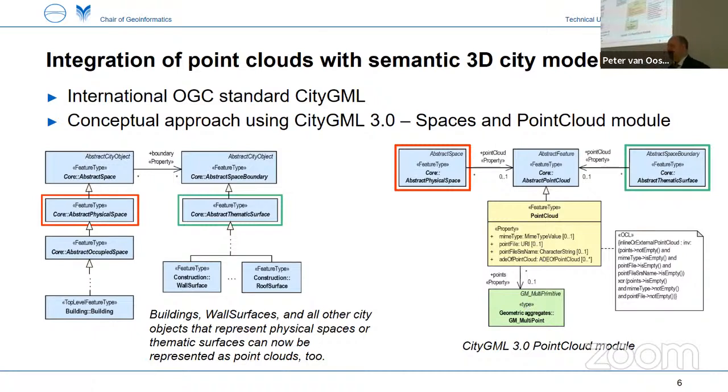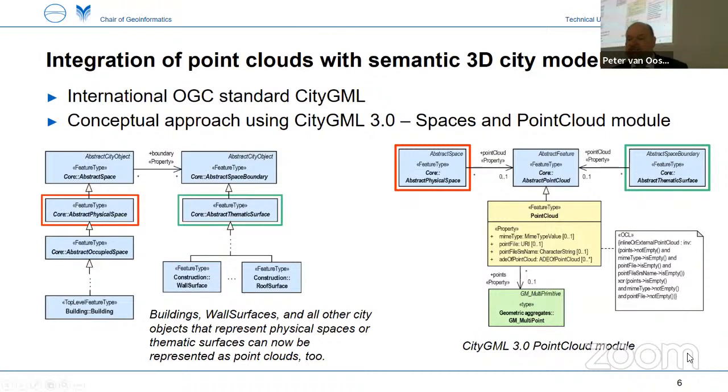So that basically means inside the CityGML file, you simply list all the points, which is not very efficient, but it would at least allow you to represent it in a self-contained way. So one file contains everything, but the file would become very large.